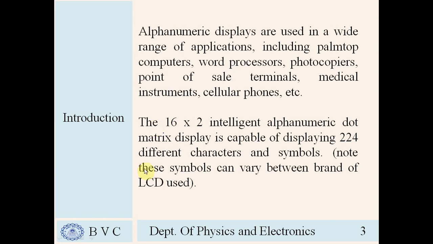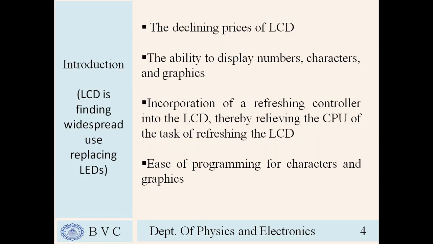So let us look into another piece of introductory information, which is why we are considering LCD. Why not LED, a light emitting diode? Why are we giving importance to this LCD? The major and very important factor is the declining prices of LCD. Cost is a very important parameter when you are considering any component in your application, and we should look into this parameter also.